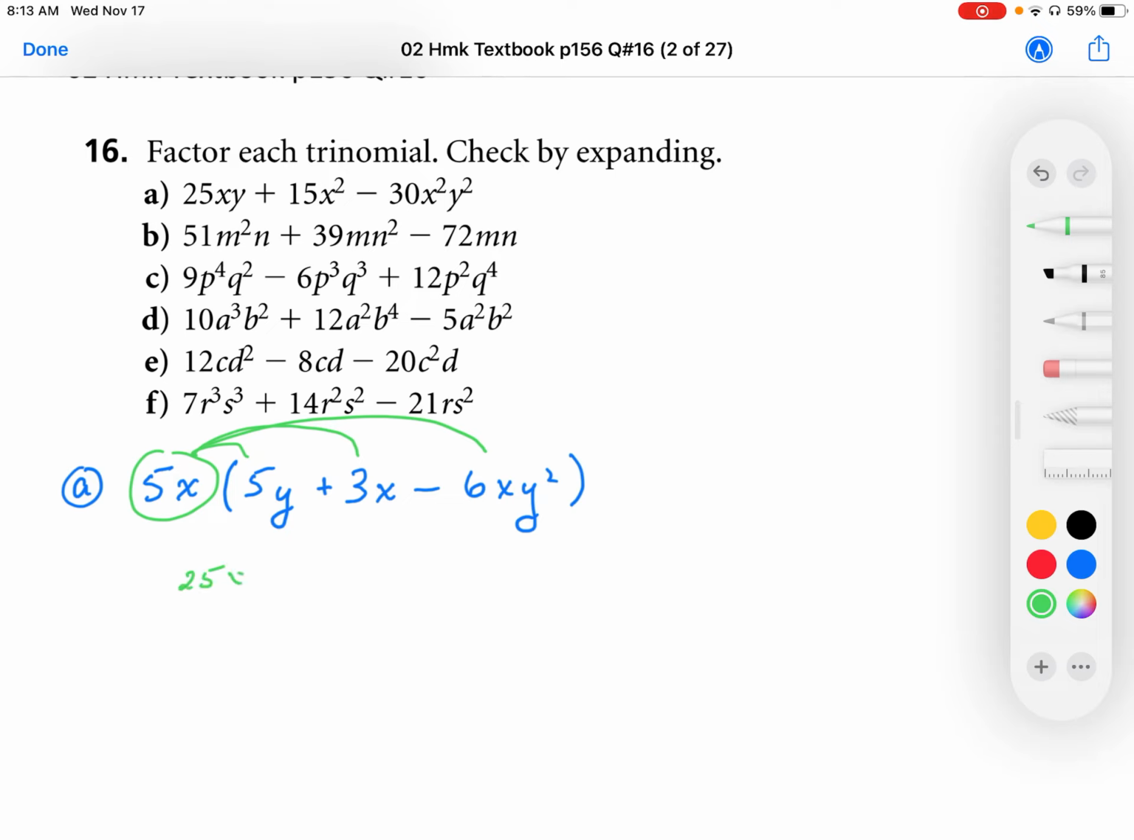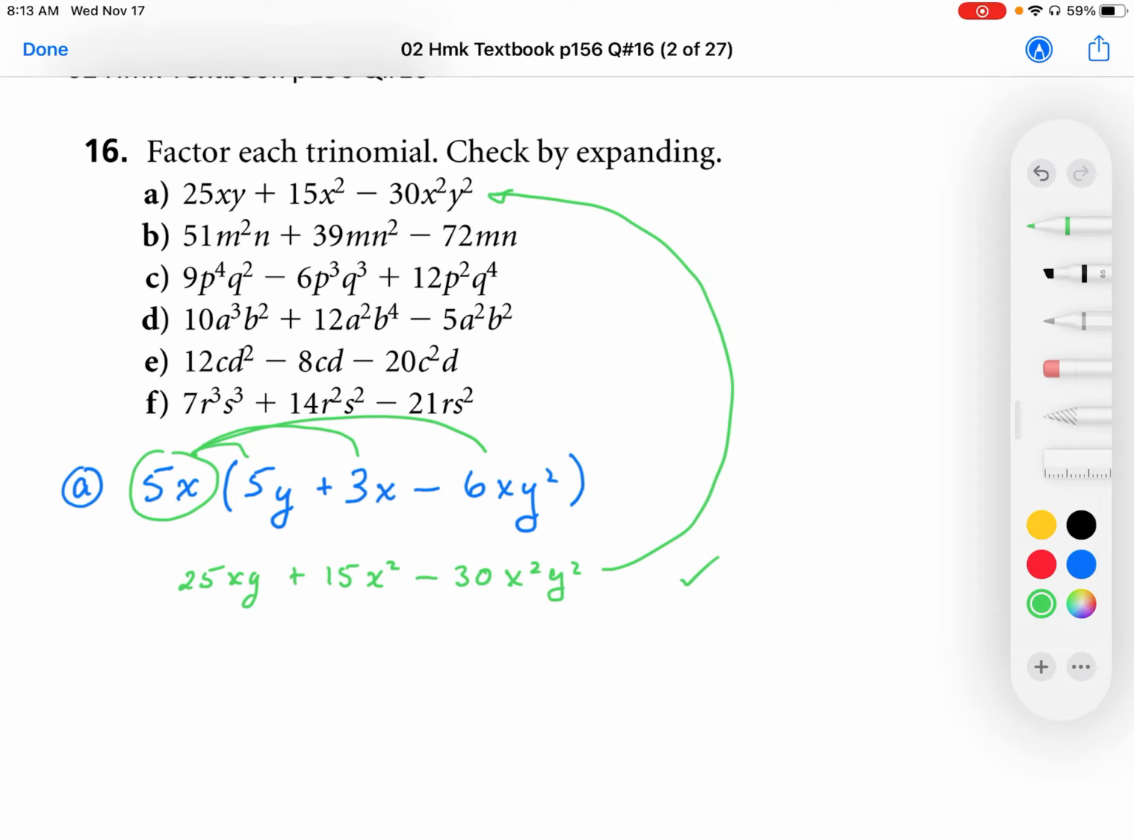When we do that, we get 25xy plus 5 times 3 is 15. X times x is x squared. 5 times 6 is our 30. X times x gives us x squared. And we have the y squared there. So these match. So we have factored this correctly.